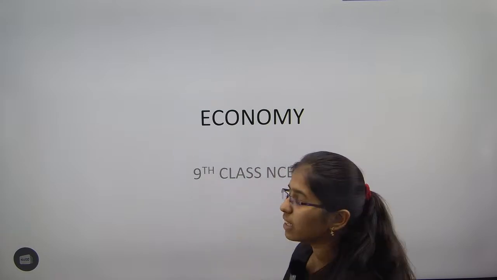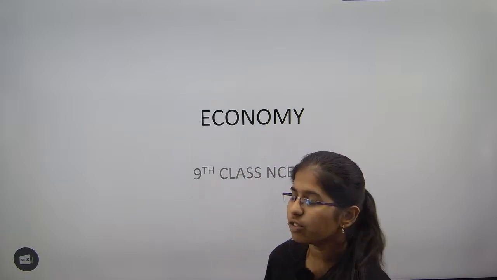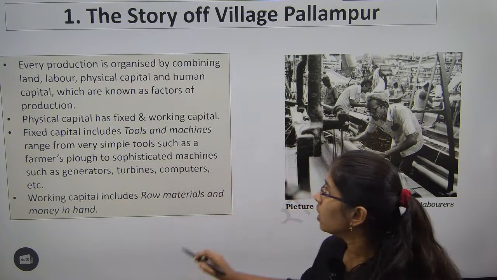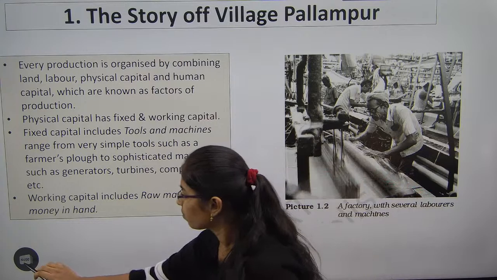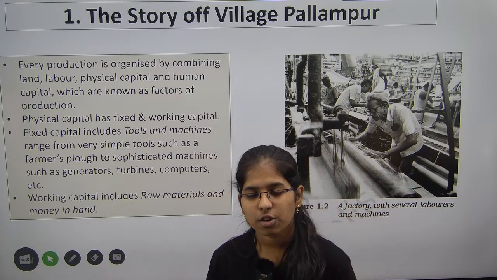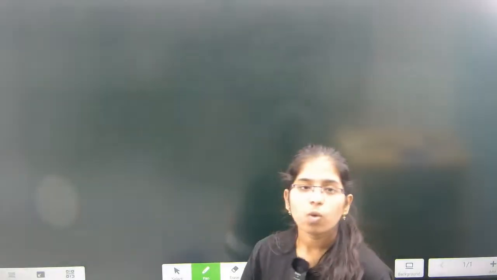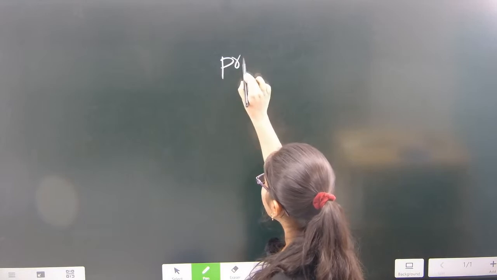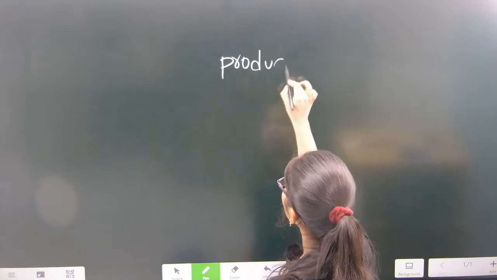Now let us start with class 9th NCERT first chapter. We will see the first chapter was the story of Palampur. Here they discussed production. What are the factors of production? Now let us see what are the factors of production. In any production there are 4 factors of production.